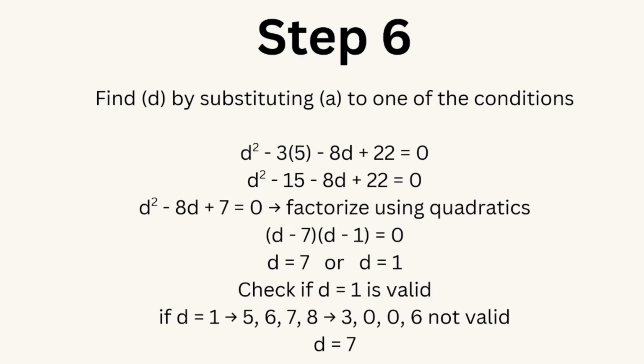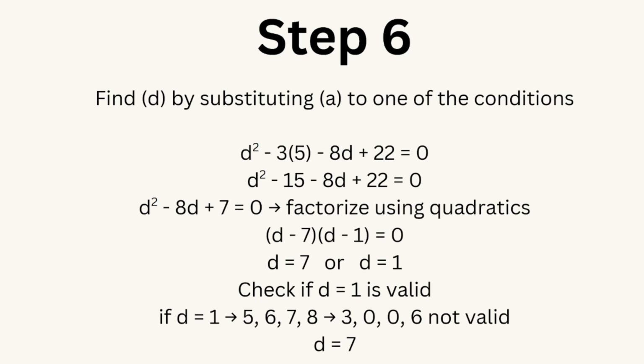And at step 6, we need to find d. Since we have found a, we can substitute a into one of the conditions. d squared minus 3 times 5, which is a, minus 8d plus 22 equals 0. We multiply 3 with 5, so it becomes d squared minus 15 minus 8d plus 22. We simplify it, it becomes d squared minus 8d plus 7 equals 0.